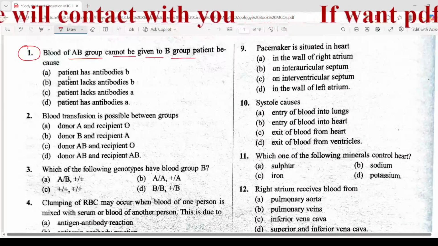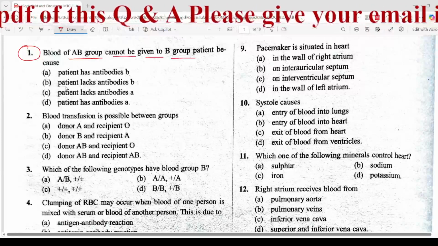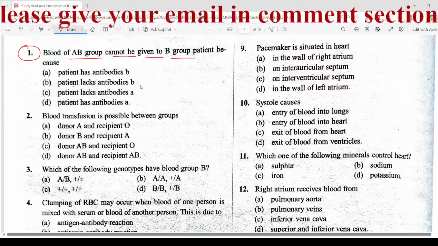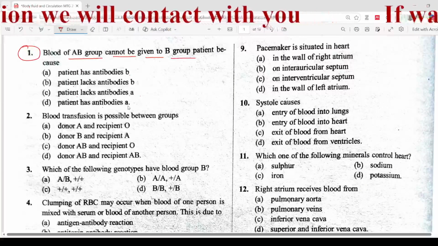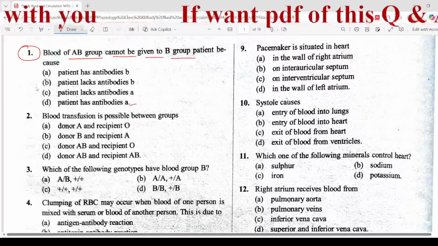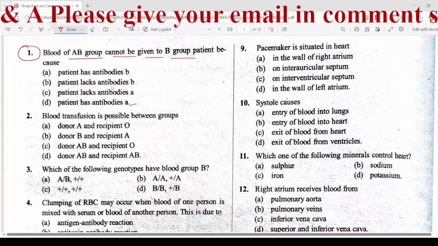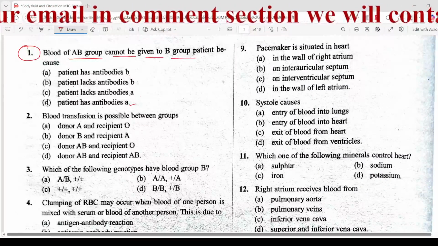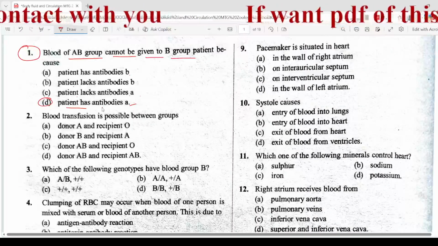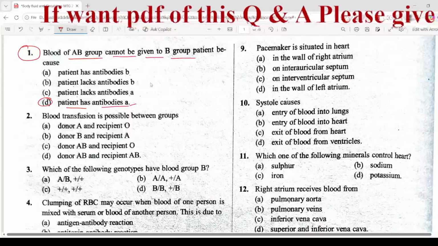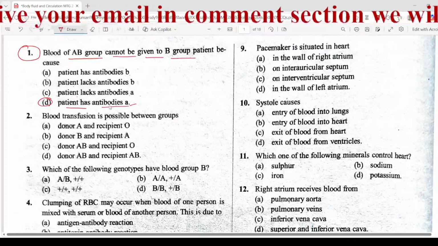The four options are: patient has antibodies B, patient lacks antibodies B, patient lacks antibodies A, and patient has antibodies A. So from these four options you have to choose the correct answer. The correct answer will be option D: the patient has antibodies A. So let's move to the next question.